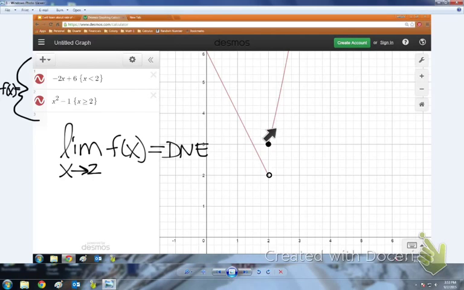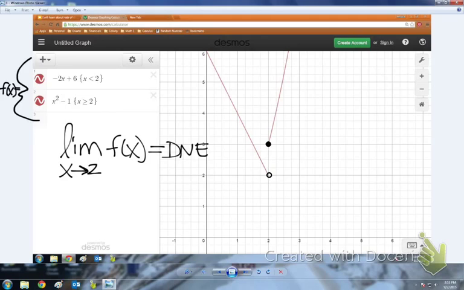So obviously that's pretty apparent from the graph, but if you didn't have the graph, you could just plug in 2 to each one of these. If I plug in 2 to the first one, I get negative 2 times 2, that's negative 4, plus 6, that would be 2. And you can see visually that it's coming down here to 2. Then if I plug in 2 to the other one, I would get 2 squared, which is 4, minus 1, that would be 3. Again, you can see visually that it's coming down from this side to 3. And because those are not equal, 2 is not equal to 3, the limit therefore does not exist.